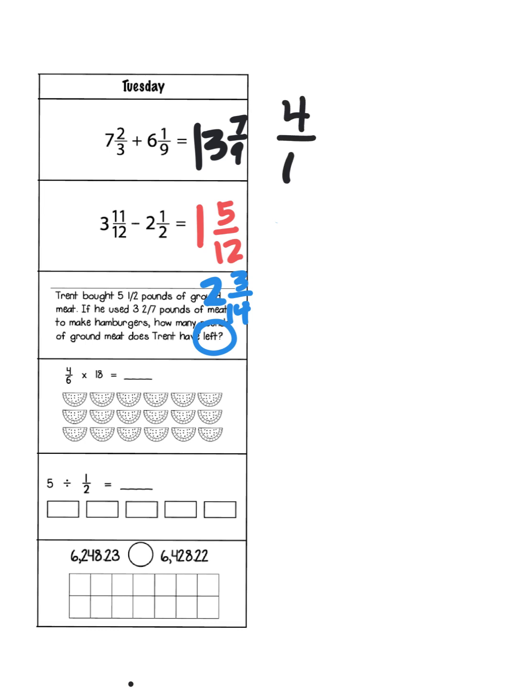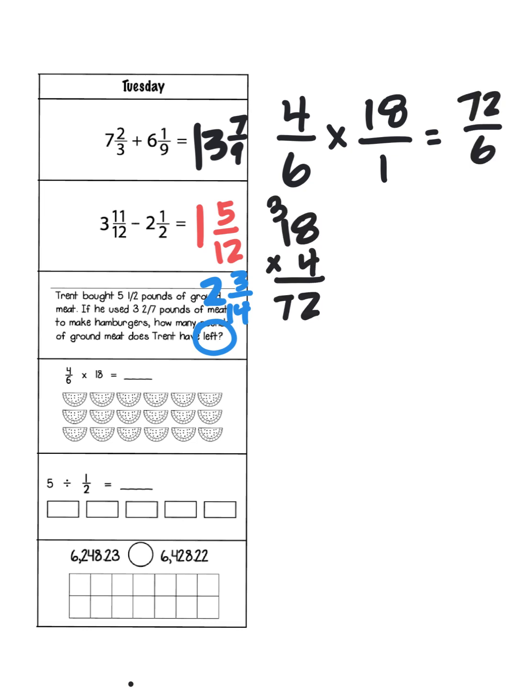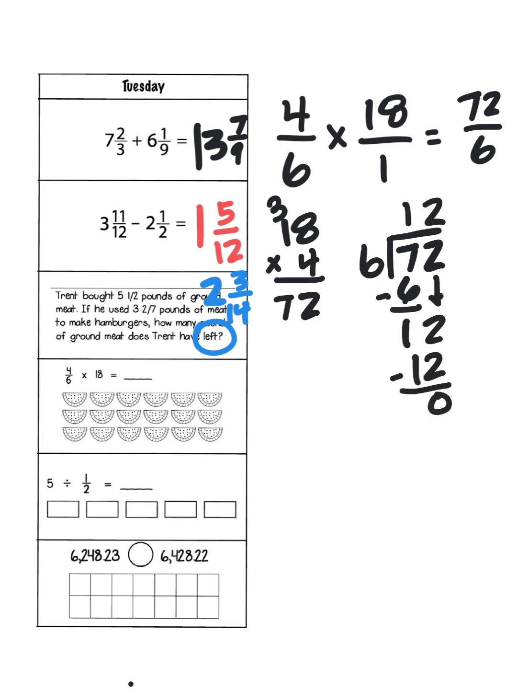We talked about how to turn our whole number into a fraction by adding a 1 as the denominator. So in order to multiply fractions, we multiply straight across. We see that 18 times 4 will give us 72 as our numerator, and 6 times 1 will give us 6 for our denominator. This is an improper fraction. We know that we can change it to a mixed number by dividing, which gives us a whole number of 12. 4/6 of 18 is equal to 12.